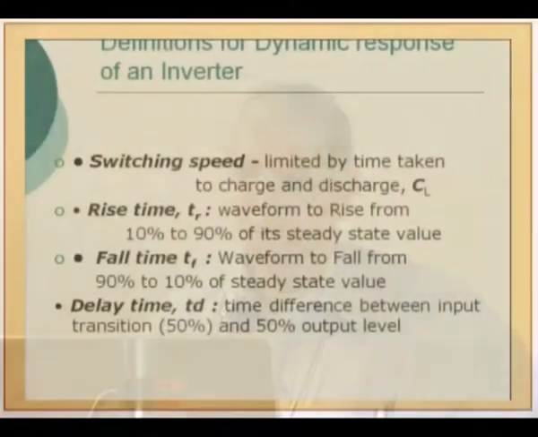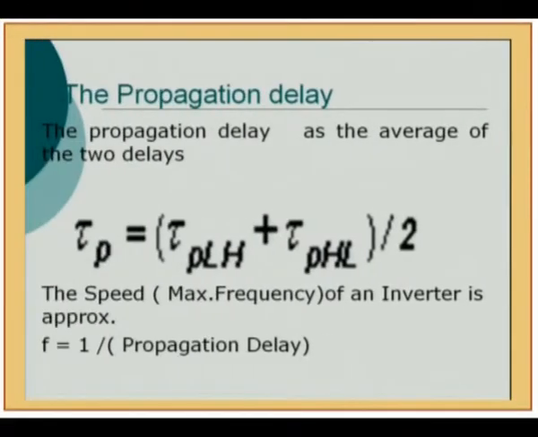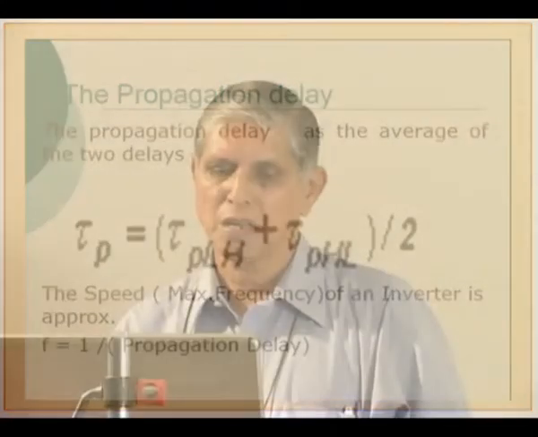Again, coming back to basics, switching speed is limited by the time taken to charge and discharge capacitance. This is the total response. Rise time is measured on the waveform from 10 to 90% of the steady state value, fall time from 90 to 10%, and delay is the time difference between the input transition and the 50% point of the output transition. We know the propagation delay is the average of low to high and high to low. Low to high will be different from high to low, depending on the size of the p-channel and n-channel devices. And one upon delay, of course, is the speed.